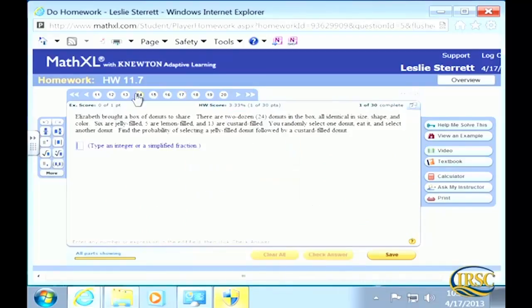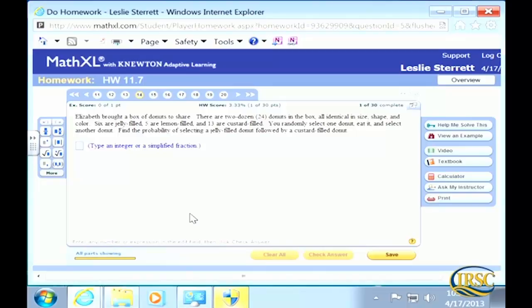Nice work. All right, here's another problem. Elizabeth brought a box of donuts to share. There are 24 donuts in the box, all identical in size, shape, and color. They say that because, in other words, you can't really tell what kind of donut is which. And so 6 are jelly-filled, 5 are lemon-filled, and 13 are custard-filled. You randomly select one donut, eat it, and select another donut. Find the probability of selecting a jelly-filled donut followed by a custard-filled donut.